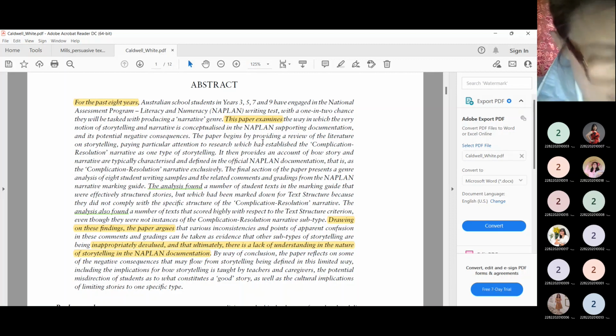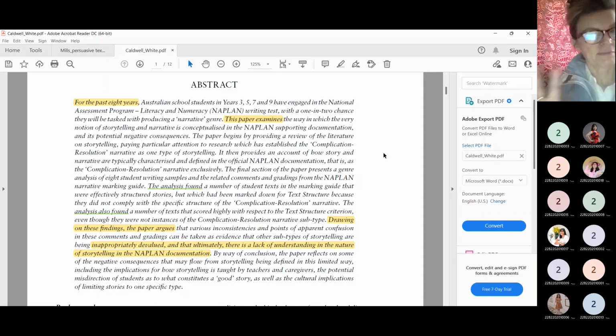Now when I read this sentence of the problem, of a disturbance, and I will read the third sentence, I want you to see where is the dialogue stage and how does it start. So the second sentence goes, this paper examines the way in which the very notion of storytelling and narrative is conceptualized in the NAPLAN supporting documentation and its potential negative consequences. So it clearly identifies that there must be a problem, right? That's why it's examining it. And then the paper begins by providing a review of the literature on storytelling, paying particular attention to research which has established the complication resolution narrative as one type of storytelling.